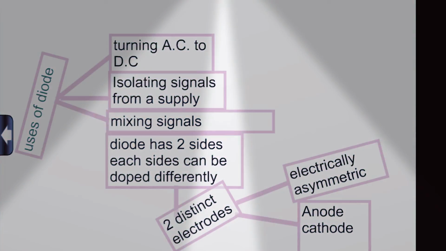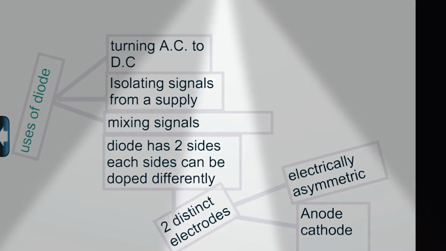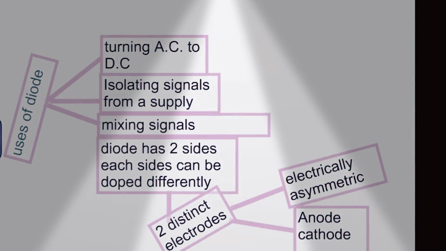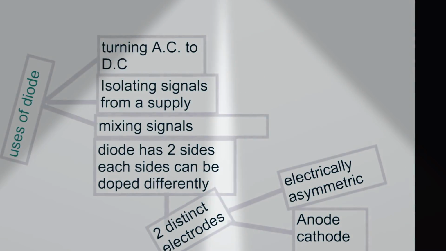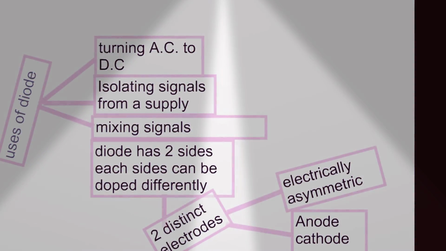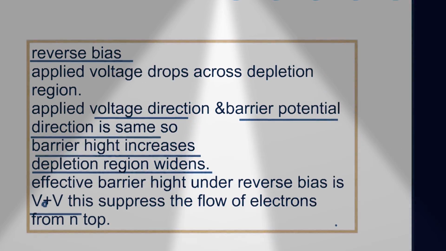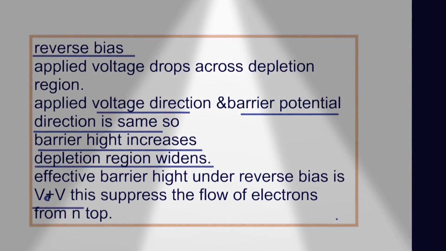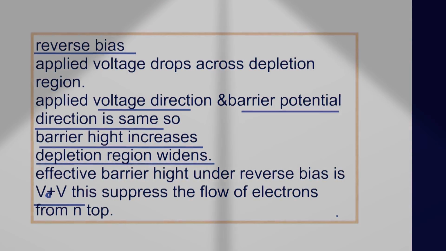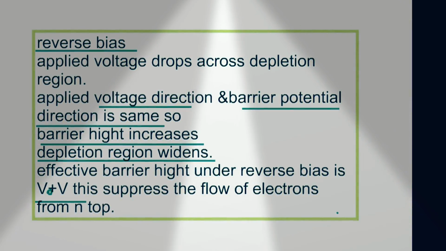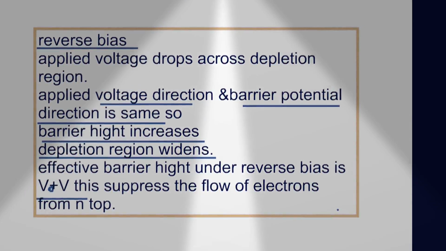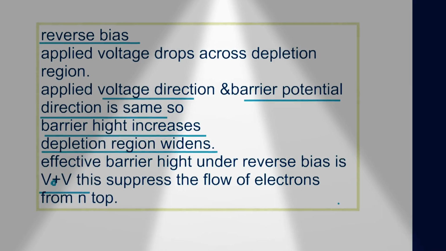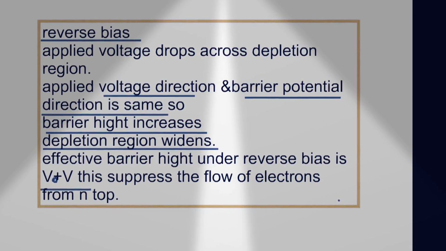Here are the uses of diode: to turn AC into DC, isolating signals from a supply, mixing signals. Those are the uses. And diode has two sides, each side can be doped differently, and it is electrically asymmetric. In reverse bias, barrier height increased, and in forward bias, barrier height decreased. Why? Because applied voltage in reverse bias drops across depletion region, and direction of applied voltage and barrier potential is the same, and therefore depletion region widens and barrier height increases.